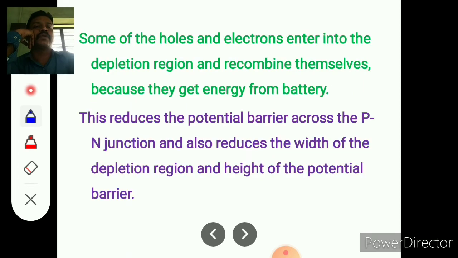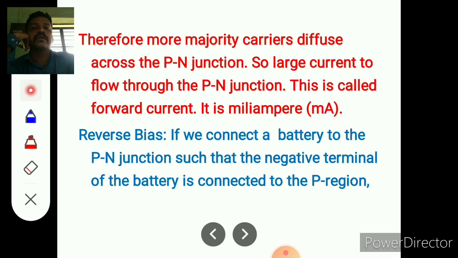This we have told here. Some holes and electrons enter into the depletion region and recombine because they get energy from the battery. This reduces the potential barrier across the PN junction and also reduces the width of the depletion region and height of the potential barrier. Therefore, more majority carriers diffuse across the PN junction, so a large current flows through the PN junction. It is called forward current. It is in milliampere.